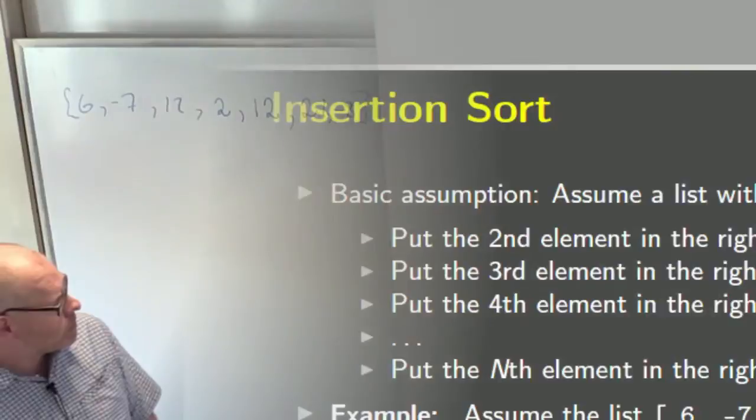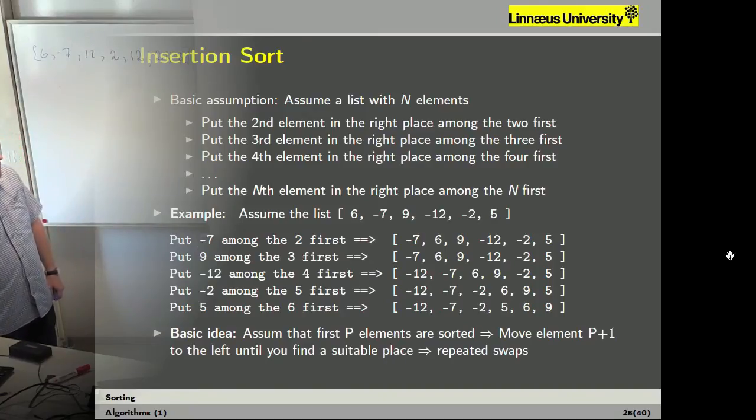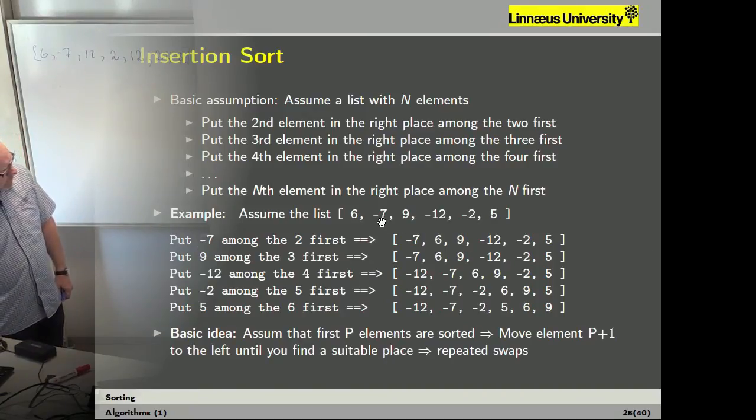Assume this list. Put 7 among the first 2. I take this one and try to move here, and I see that this one is larger than mine, so I swap place with it. I take this one. This one is immediately larger than this one, so I will not do anything about it. Then I take 12, and I compare it. In this case, I will move it all the way to the front.